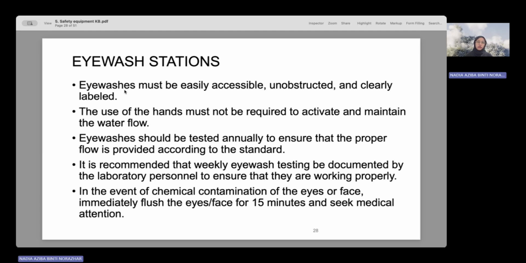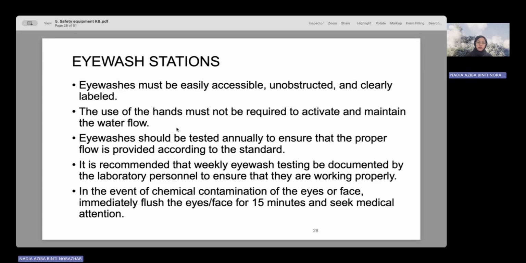Other than the shower, there's also the eye wash station. It also must be easily accessible, unobstructed, and clearly labeled so that in the case of an incident, the victim can immediately rush to the eye wash and also the safety shower to wash off the chemical that came in contact with the skin, for example. And the use of the hands must not be required to activate and maintain the water flow, because their injury may come in contact with the eyes.